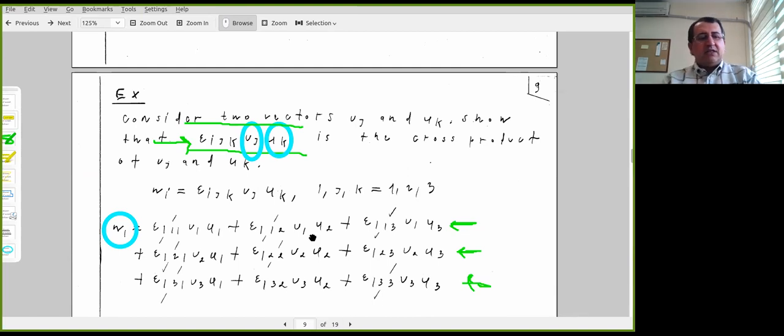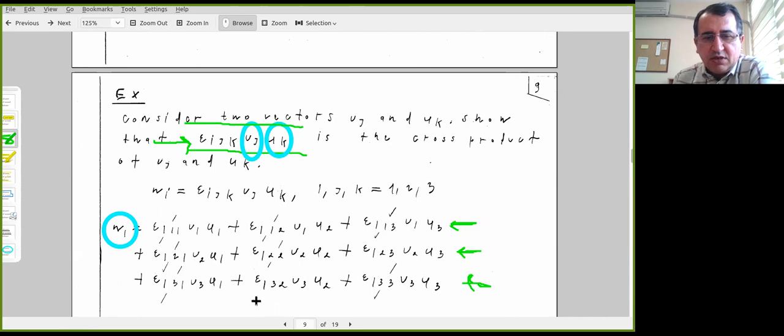But this is simplified as per the properties of the alternating symbol. If any 2 of the indices are equal, that term is 0. So these dashed lines are over the terms that are 0. 1,1,1, 1,1,2, 1,1,3, 1,2,1: all contain 2 equal indices. All of them are 0.